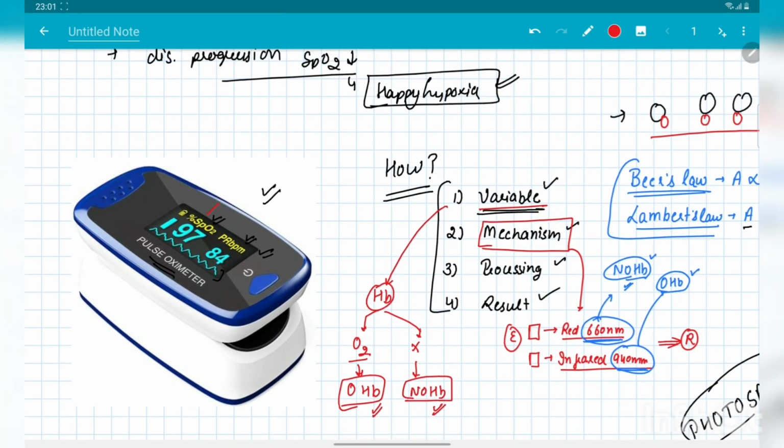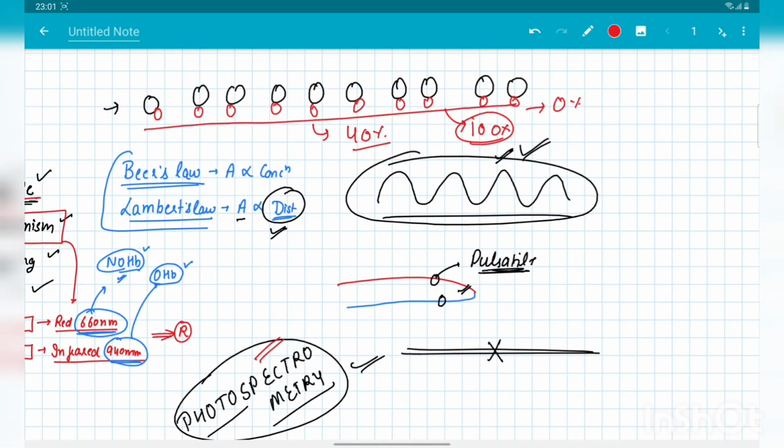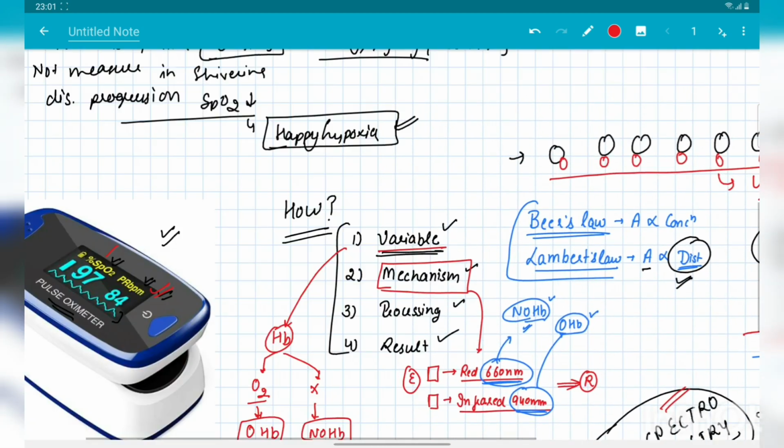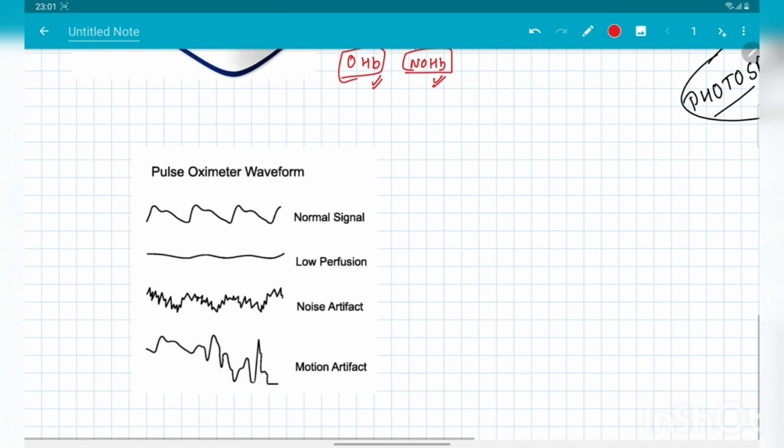So this is the SpO2 and this is the pulse rate, and we know how it measures the pulse rate, because it measures this pulsatile waveform, and it takes the average from this pulsatile waveform. Like out of 10 to 12 waves, it takes the average, and that average is basically the SpO2 reading that we are getting. And this is basically the plethysmographic reading, and let's see these waveforms.